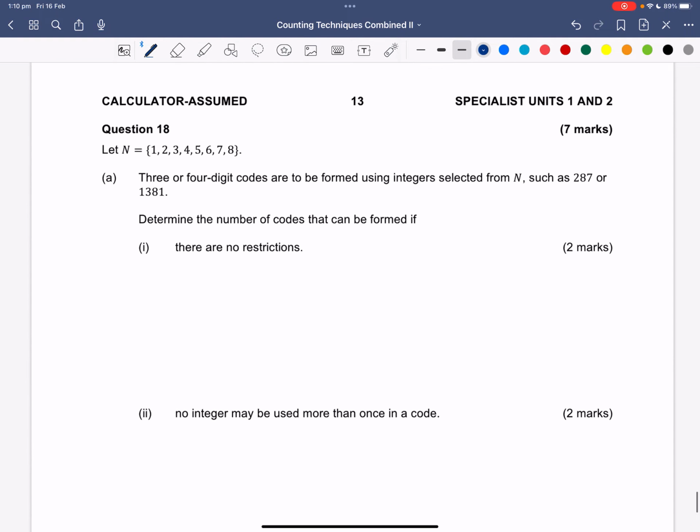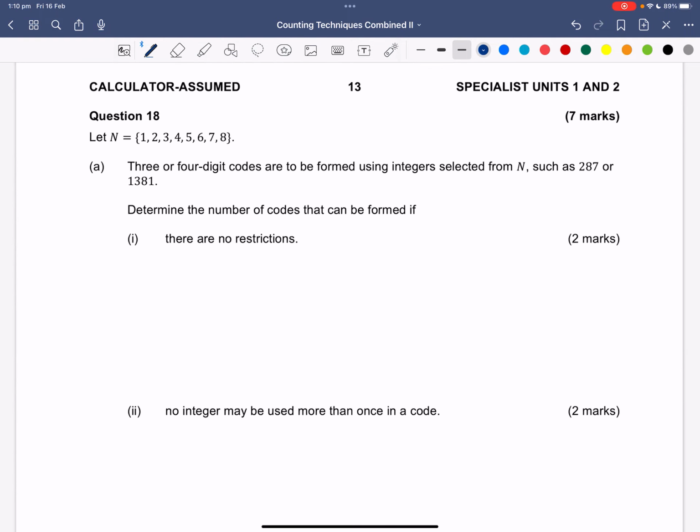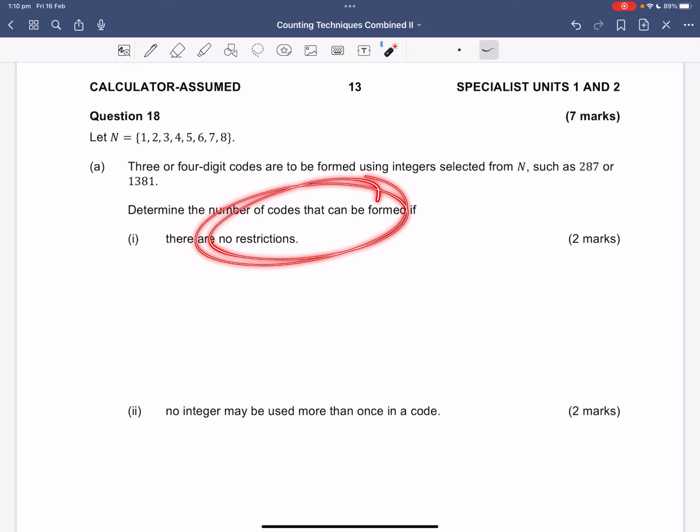Next question. This question is really, really good. It proves a very important point. 3 or 4-digit codes are to be formed using the integers. Alright, so we basically have everything except for the 9 and 0. So no 9, no 0. They're making a 3 or a 4-digit code. Different number of codes that can be formed.